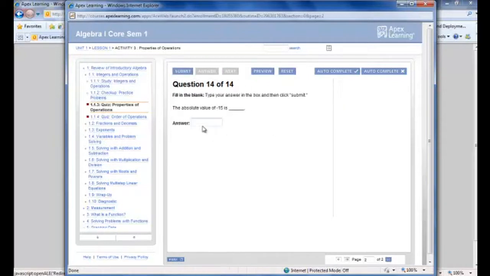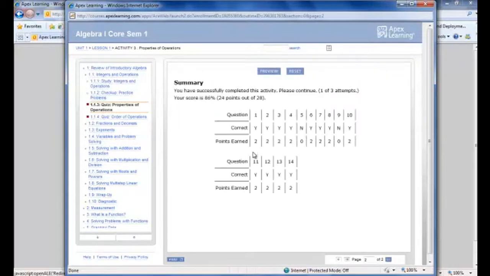And one more. 15. So when I'm done, it'll tell me if I've passed or not. I got an 86%, so I got 24 out of 28 points. If I would not have passed this, I would easily just click reset and I would do it again.